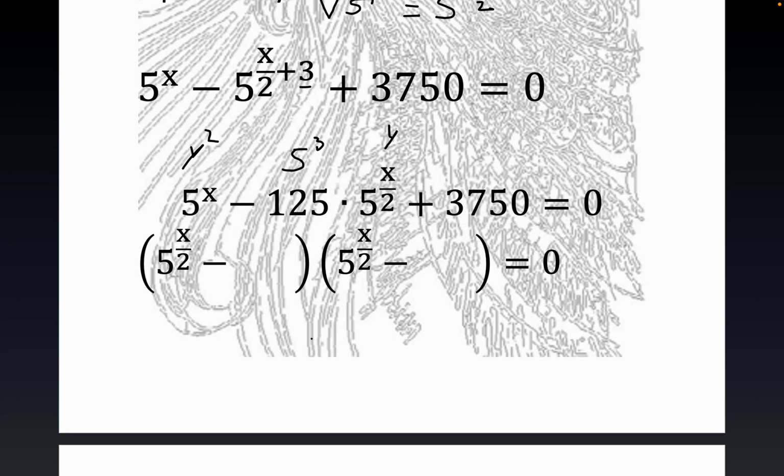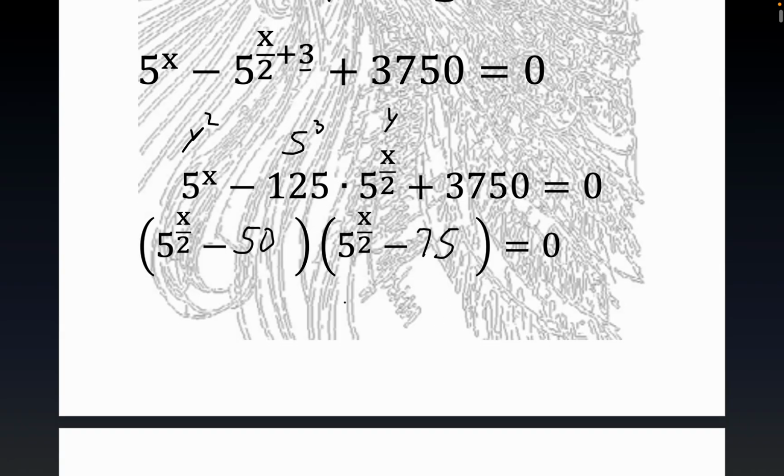So what we're doing, we're looking for a pair of numbers that sum to minus 125 and have a product of 3750. It doesn't take long to note that those 2 numbers are 50 and 75. 50 times 75 is 3750. Now again, this is super useful because since this is equal to 0, there's something called the zero product property that says one or both of them have to be equal to 0. So this would tell us that 5 raised to the x over 2 would have to equal 50. Again, you're equating this to 0, then taking 50 to the other side.